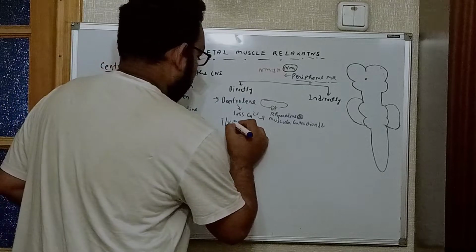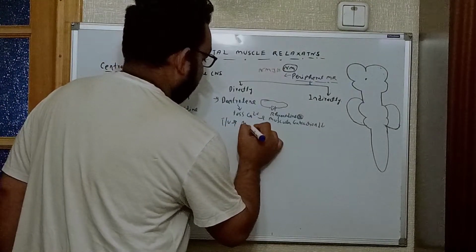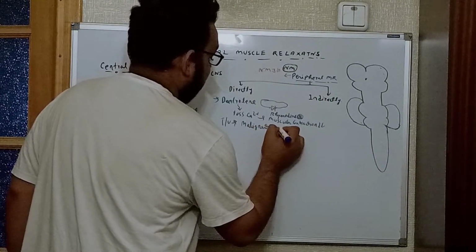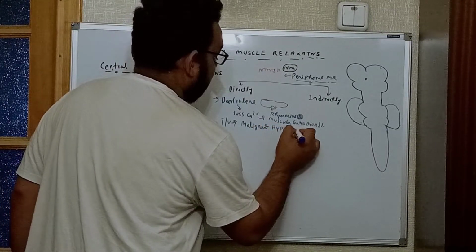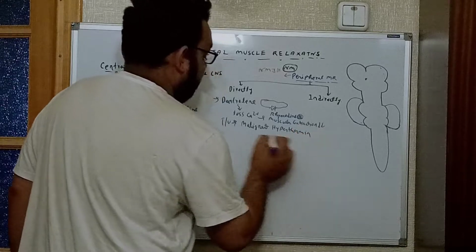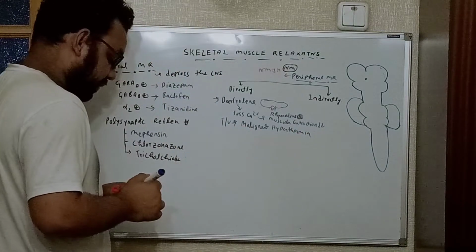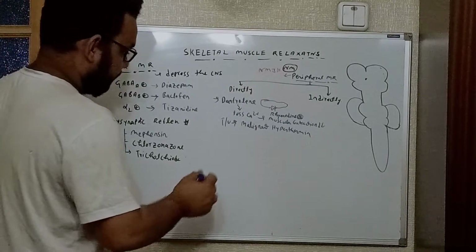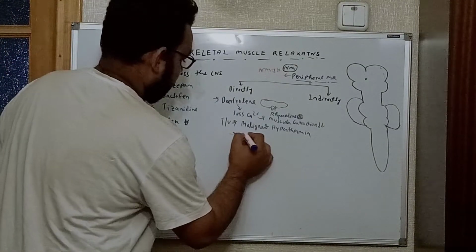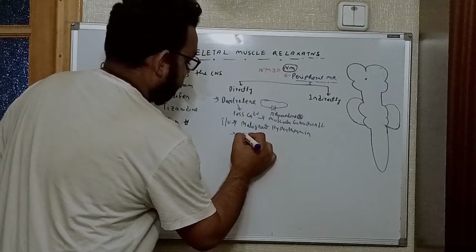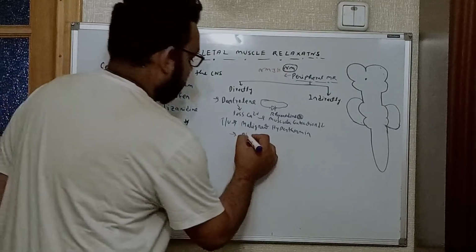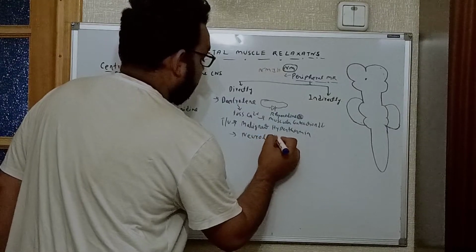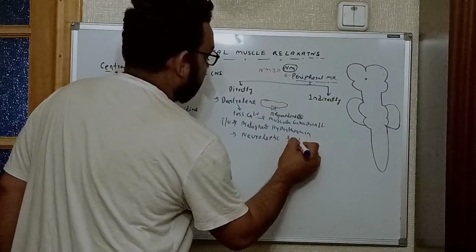We can use dantrolene in terms of malignant hyperthermia. So this is a therapeutic use for this one. Another therapeutic use, we can see over here, is neuroleptic malignant syndrome. So you can use it in these cases.